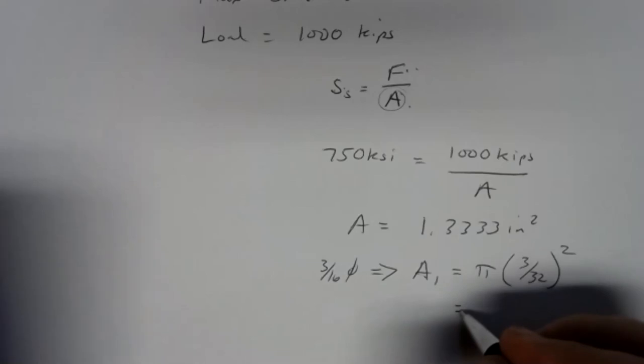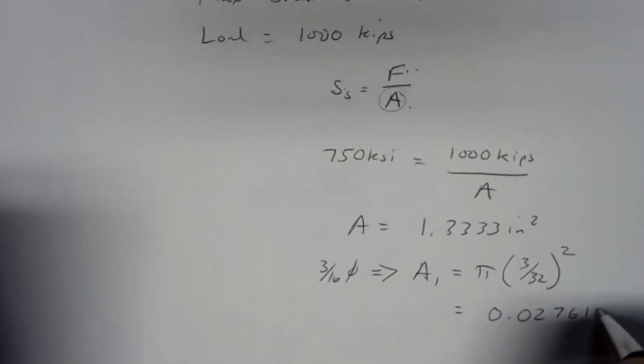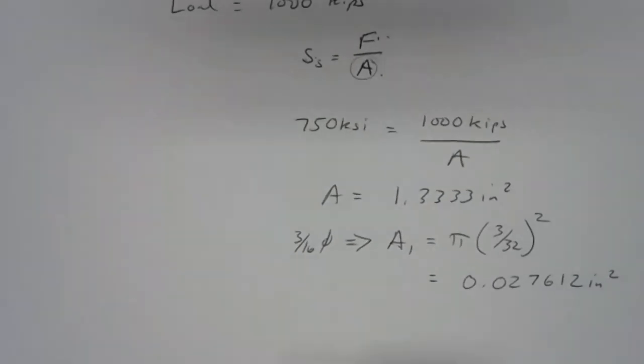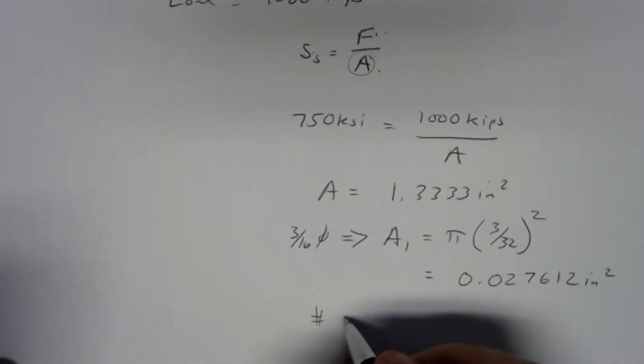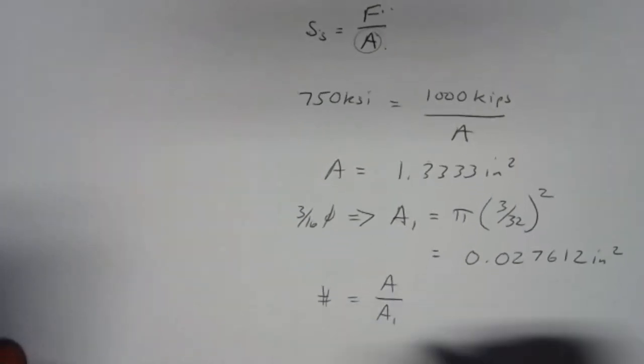So the area of one rivet is 0.02761 square inches. Again, keeping 5 sig figs. So the number of rivets is going to be the area we need divided by the area of one rivet.